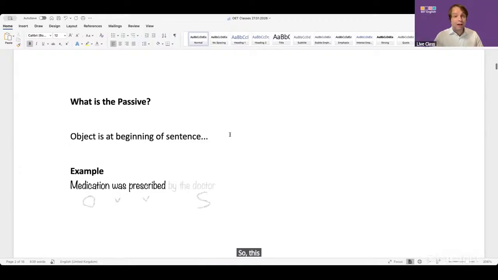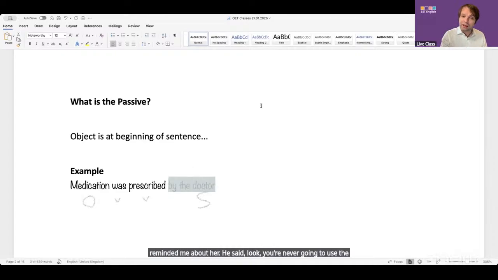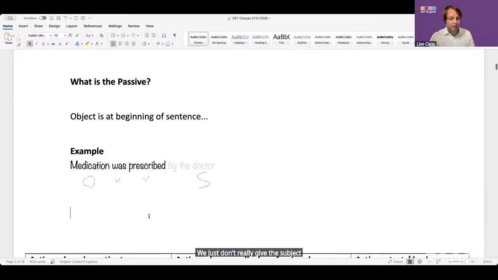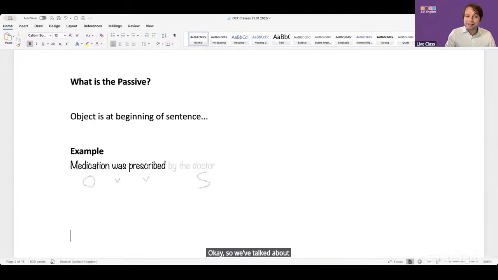So this is something that a doctor, one of my old students, sort of reminded me about. He said, look, you're never going to use the subject in OET. Okay, so let me teach you. We just don't really give the subject when we're using passive. Okay, so we talked about this yesterday.